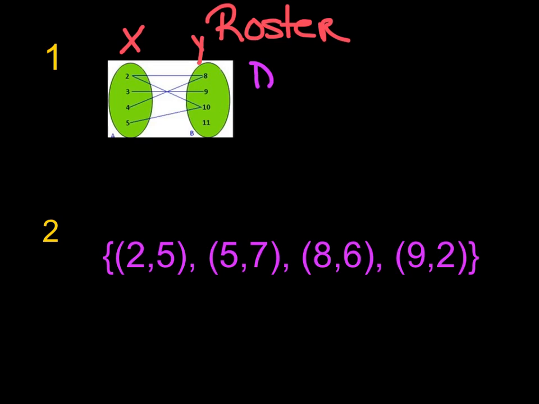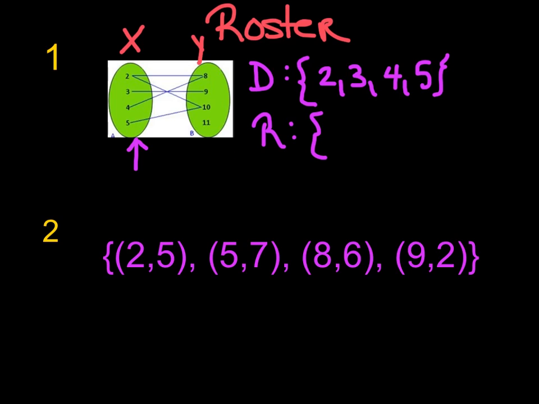So if they ask for the domain of this mapping, they're really just asking you to list out the x values. So I would say my domain are my x values, so 2, 3, 4, and 5. And I would say my range are just my y values, so 8, 9, 10, and 11. Okay, so I'm just identifying the x and the y again.